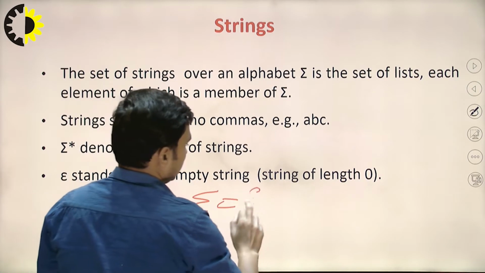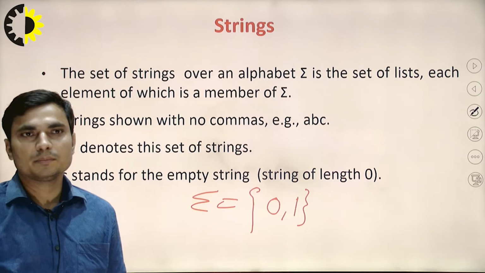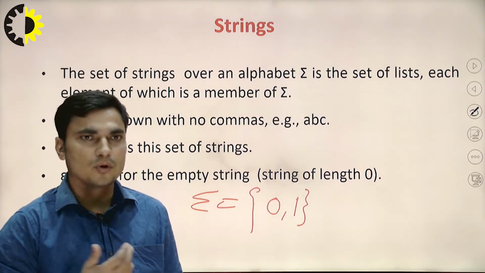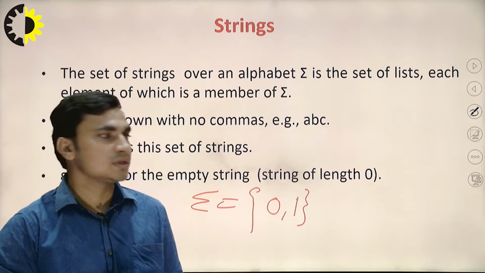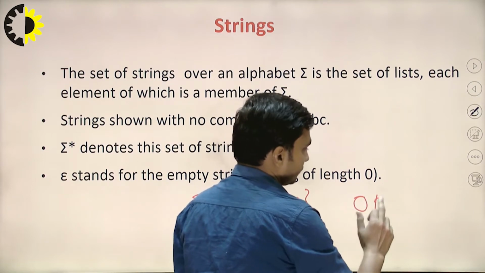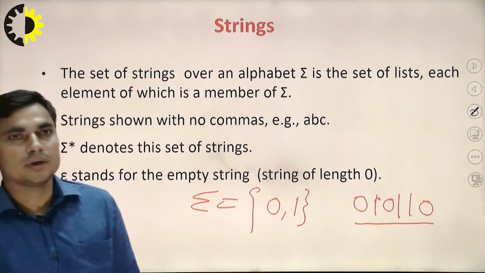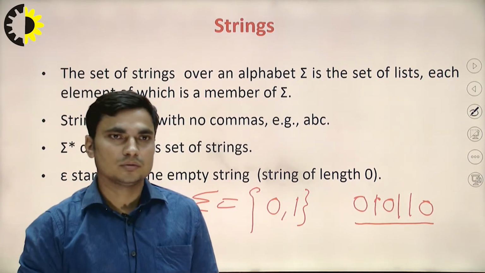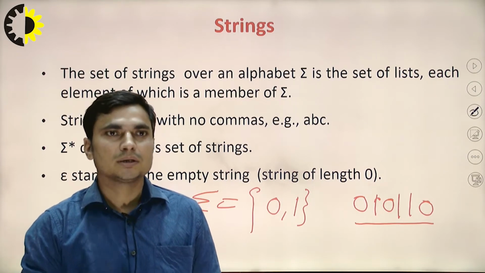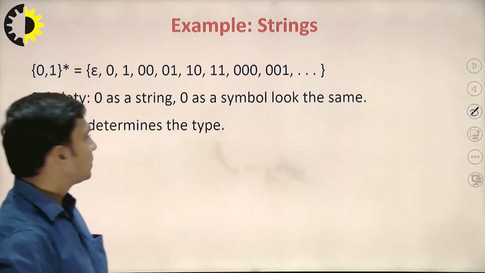Suppose we have an alphabet set containing 0 and 1. Now we can make a string by the repetitive combination of these 0 and 1. Let's say I write a certain sequence of 0 and 1: 0 1 0 1 1 0. So this is a string. We are just combining certain symbols to create a string. These are examples of a string.